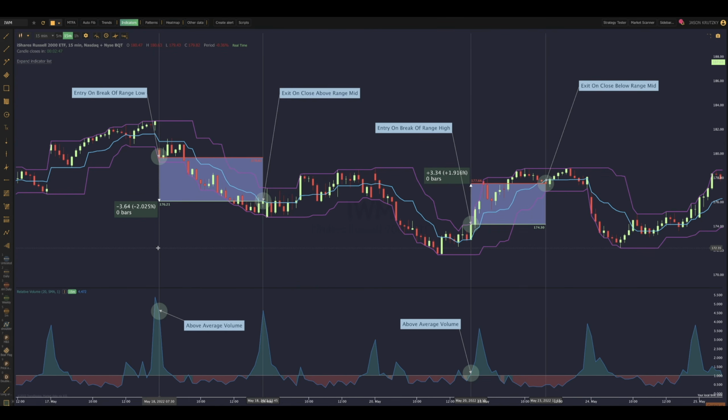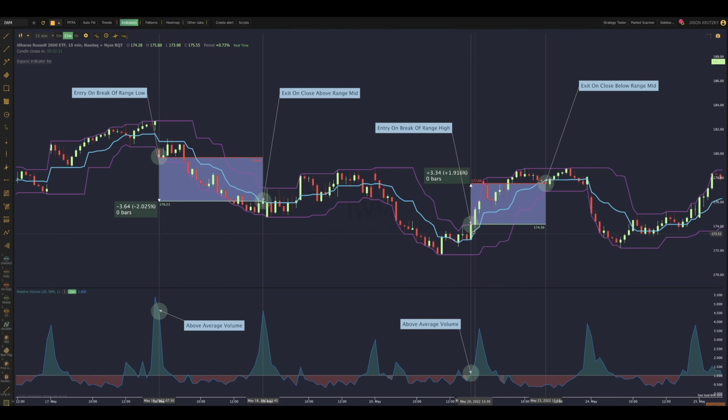On the left-hand side, this is the bearish setup. We see price closing below a range, taking out a range low. We're going to enter in on the close of that candle. And for both of these exits, we're going to exit when price gets above or below the middle of the range. For the bearish setup, we're exiting when price closes above the middle of the range. That happens right here. We net ourselves a profit of about 2%.